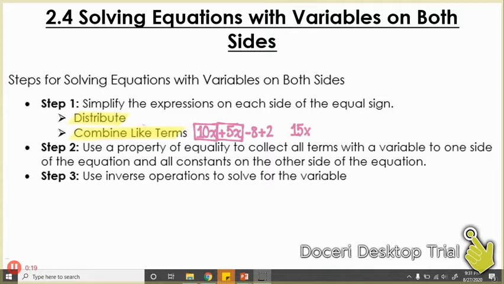And then numbers without variables are called constants, and those are also like terms. So if you owe someone $8 and you pay them back 2, you still owe them 6. So that's what we mean by combine like terms.